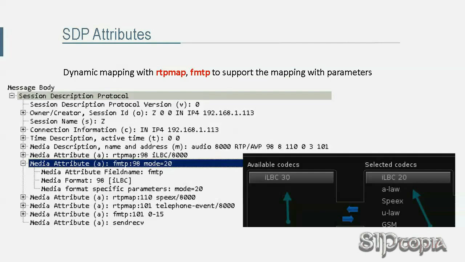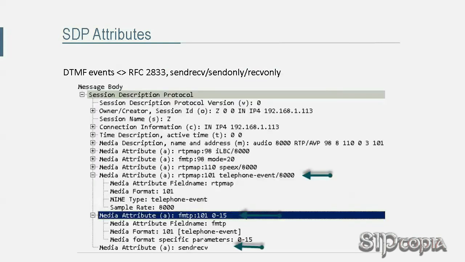To summarize, the most common SDP attribute, rtpmap, is used to dynamically map payload type numbers to payload type formats so that both SIP user agents refer to the same format with the same number. From time to time, fmtp is used with rtpmap to support the dynamic mappings by adding codec parameters. Let's finish up the SDP attributes section with the two that show up in most SIP calls.